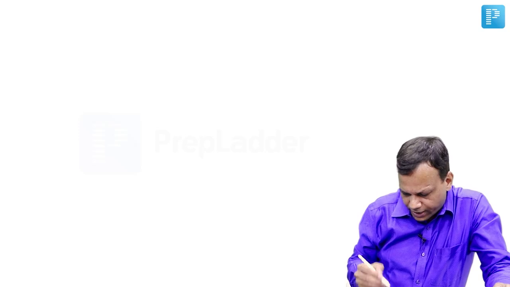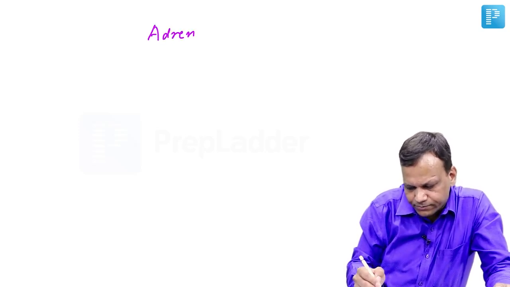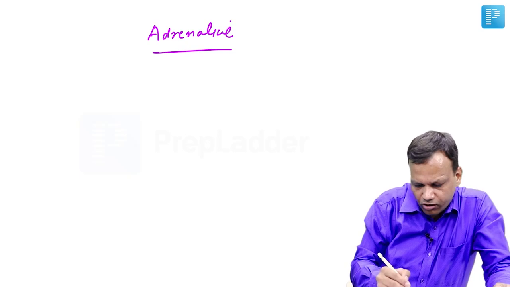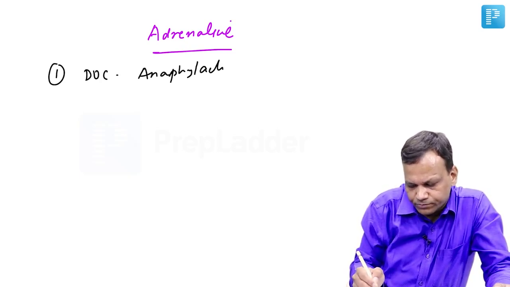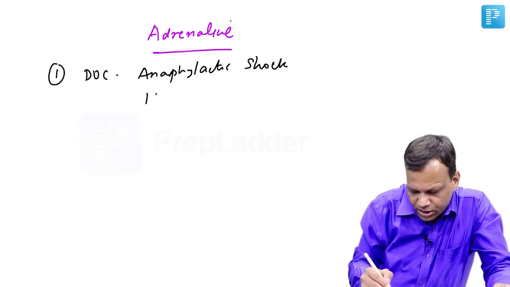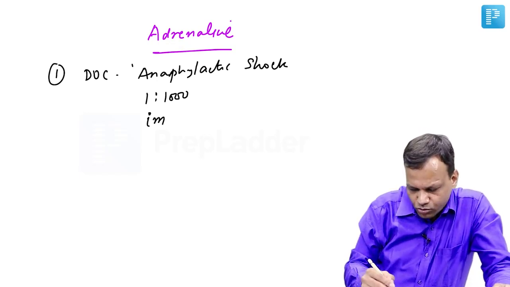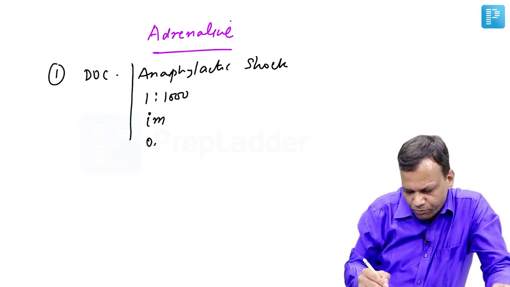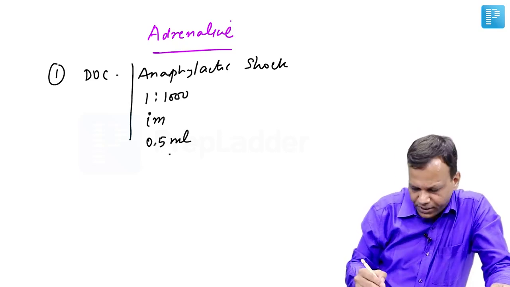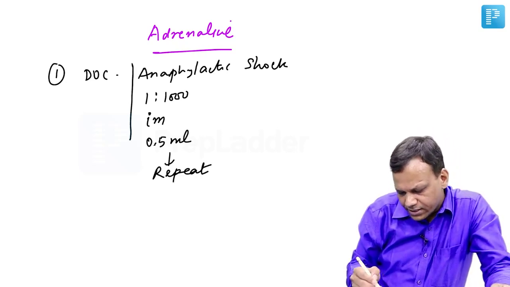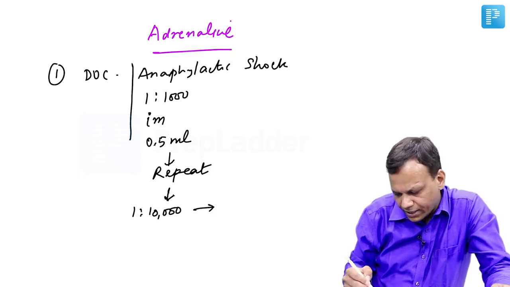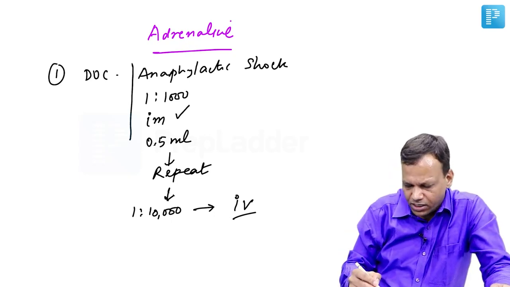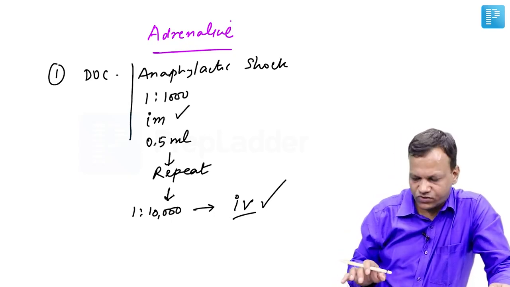Okay. Then moving to adrenaline, which is the most important drug. Adrenaline is the drug of choice for anaphylactic shock. It is given in a concentration of 1:1000 by intramuscular route. Usually we give 0.5 ml. If the first dose does not work, we repeat. And if the second dose does not work, then in desperate circumstances, we will give a 1:10,000 solution of adrenaline by intravenous route. First we try IM. If not working, then we give IV. It is the drug of choice for anaphylactic shock.